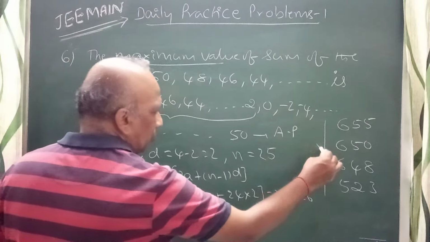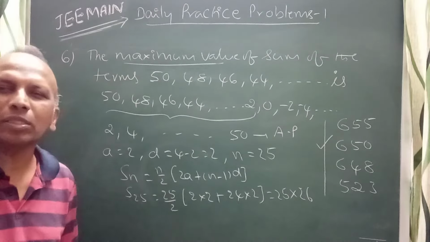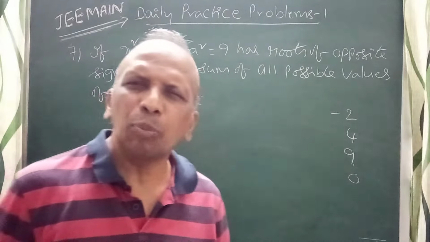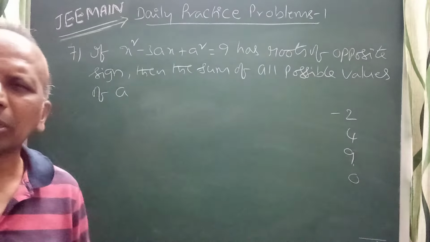25 into 6, 650 is your answer. The answer is 650. We do the next one. This is a simple concept because I am starting with the basic problems.